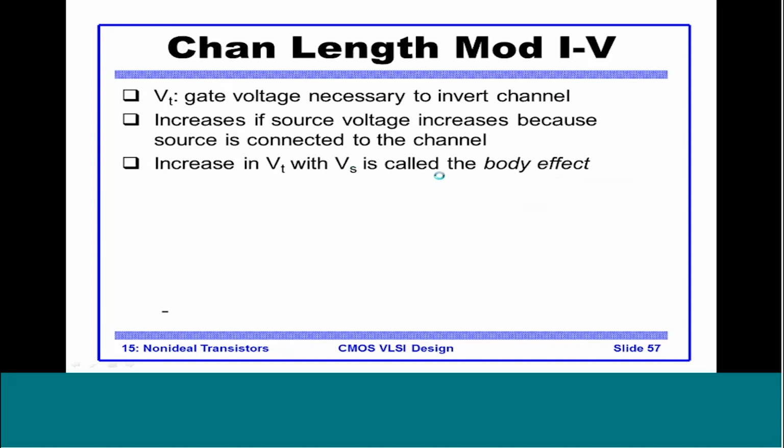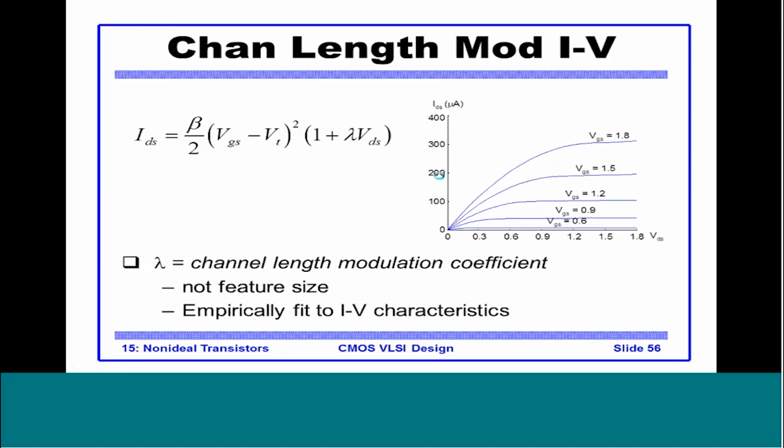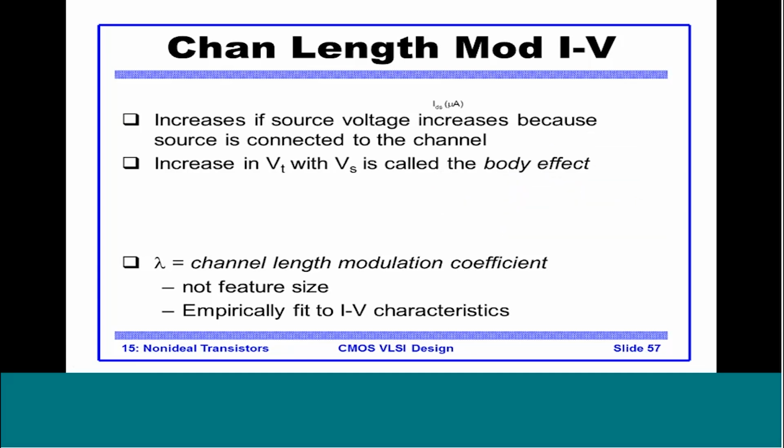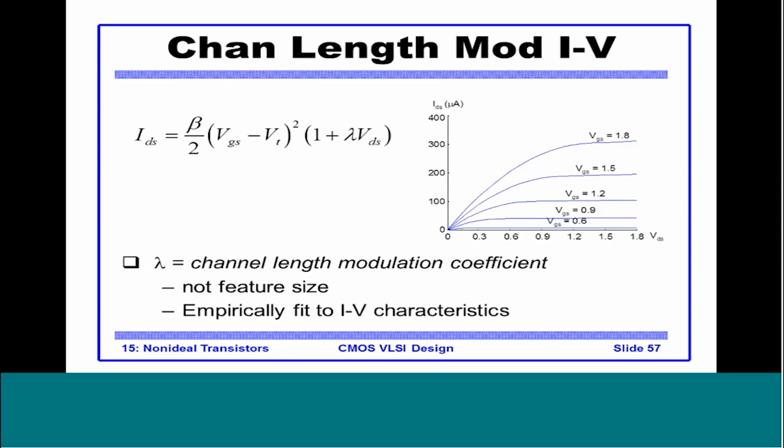There is a lot of literature available on this, so if anybody wants to look into detail, I can go through that. The purpose of this chapter is to introduce you to the non-ideal characteristics and to show you how the IDS varies with VDS in an actual transistor.